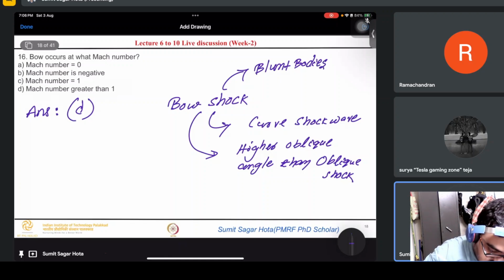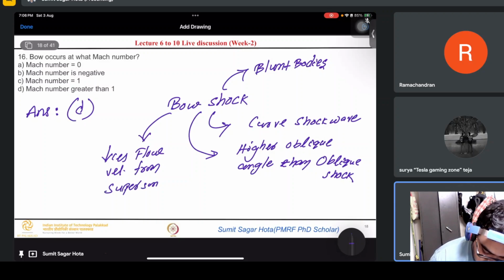And what does this do? This decreases the flow velocity from supersonic to subsonic, and obviously causes what?